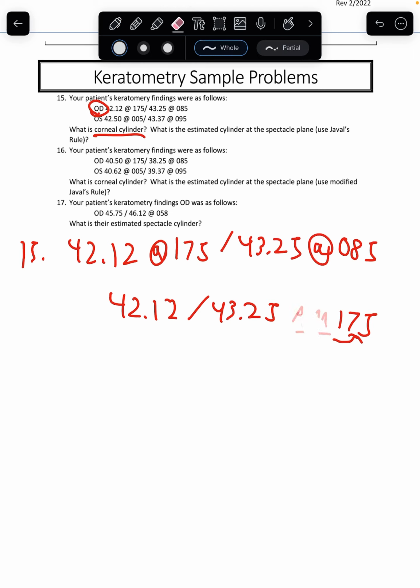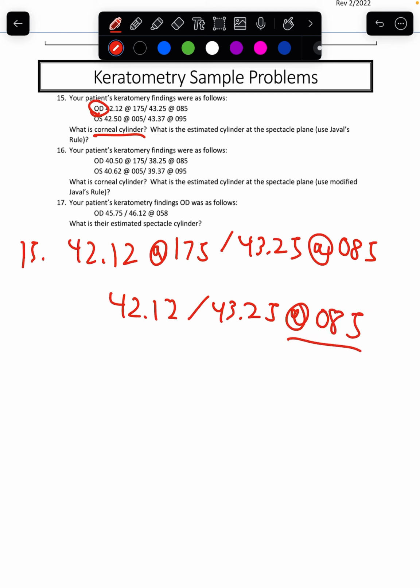The other thing she can write is, instead of axis meridian, she can use the at sign, and then in this case, whatever is written here applies to the number it's next to. So we know that the axis for 43.25 is 85. And to get the axis of 42.12, we just take this axis and we add or subtract 90. So if we add 90, we get 175.